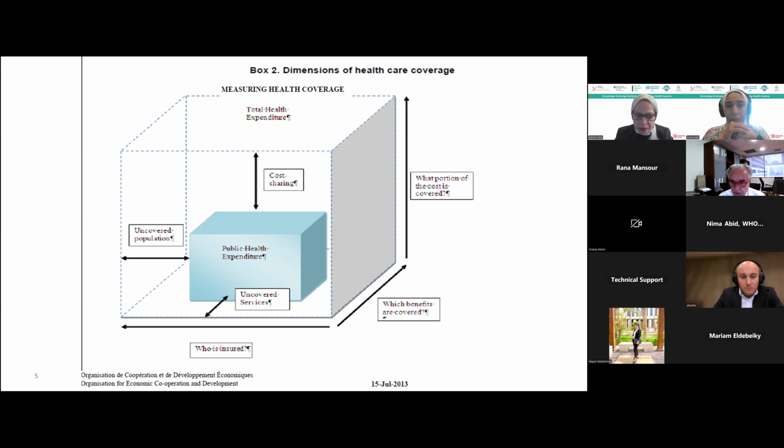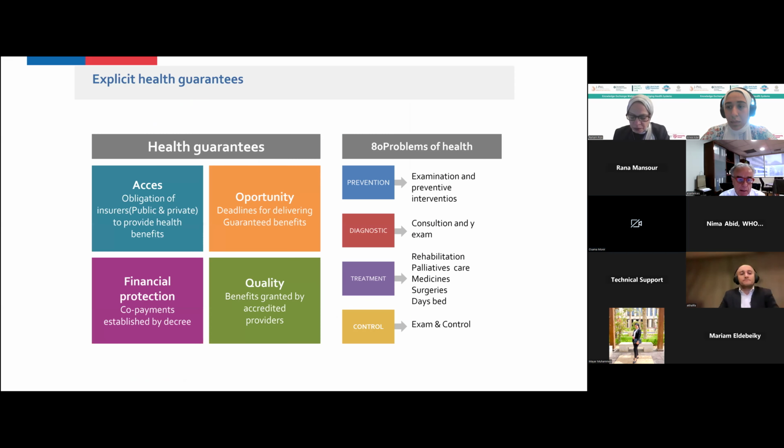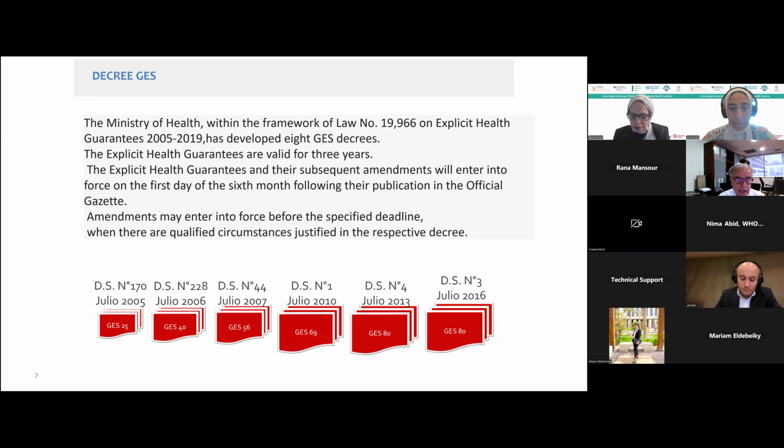The second step is which benefits are covered, and the third is who is insured. So when you establish the answers to these three questions, you can establish what will be the package that you can design for your population. How was the situation that we established in Chile 20 years ago when we built the public policy in order to establish the guarantees?